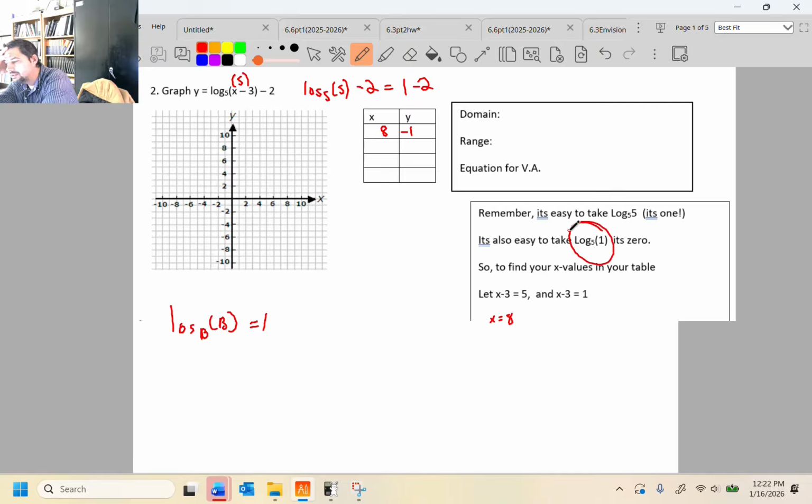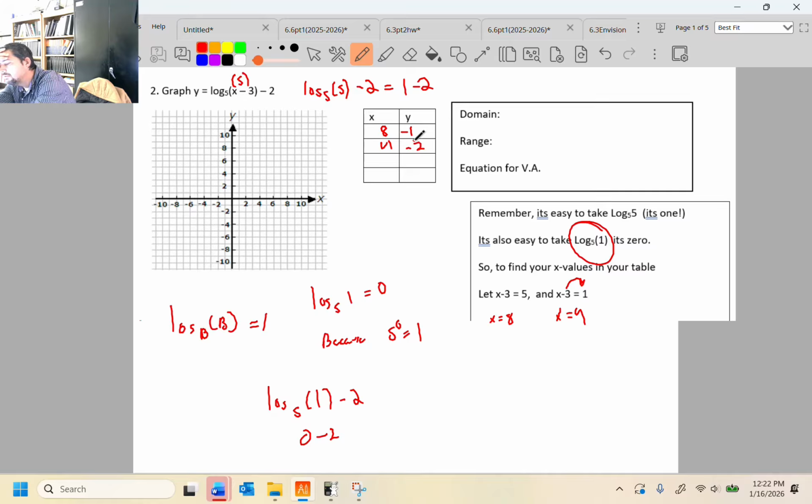Now the next thing you want to do is have a log with a 1 in it, because log base 5 of 1 is 0. This says what power of 5 creates 1, because 5 to the 0 is 1. There's a relationship between logarithms and exponentials, and that's what it is. So to get a 1 there, if x minus 3 is 1, I just add 3, and I know my x value is 4. That gives me log base 5 of 1 minus 2, and log base 5 of 1 happens to be 0. 0 minus 2 is negative 2.